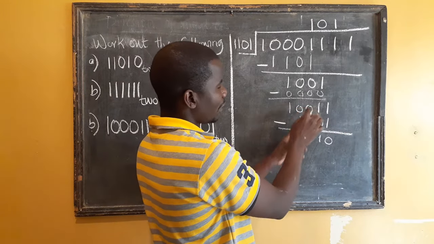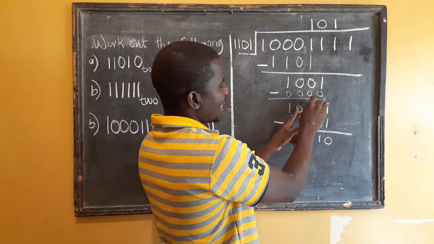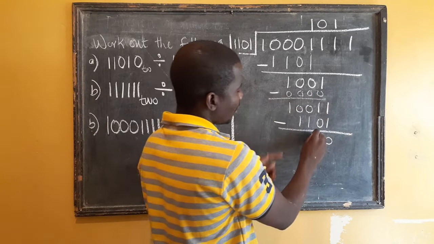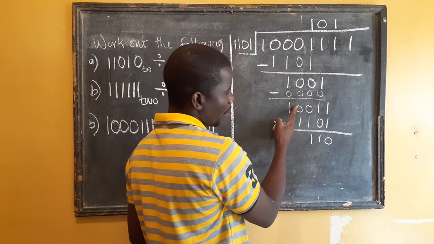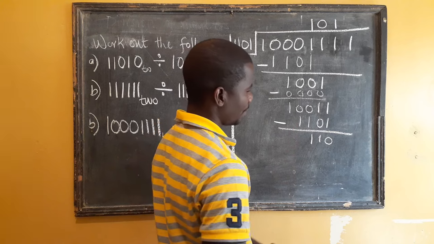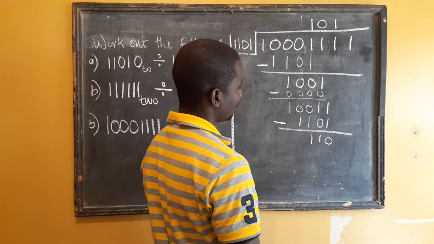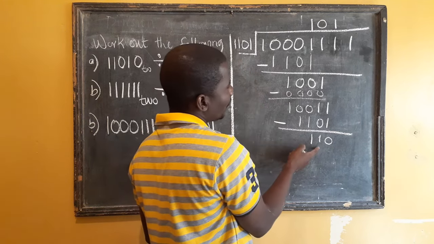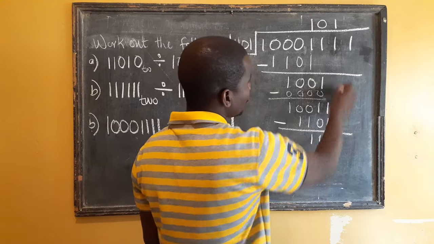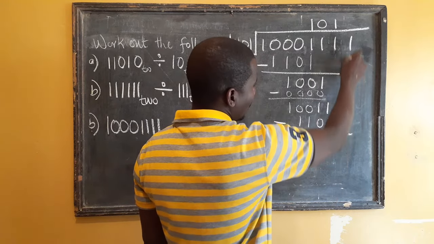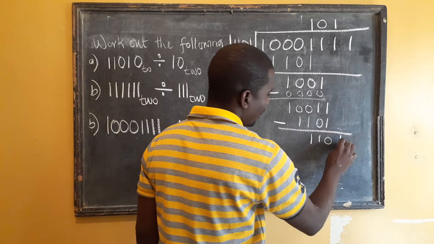Then from this position, when we get another 1, it will come here as a 2. So 2 minus 1, we have 1. Here we remain with 1. 1 minus 1, it's 0. Are we together? Then we check this number. Can it go into this one? No. So at this point, now we bring the last one here.